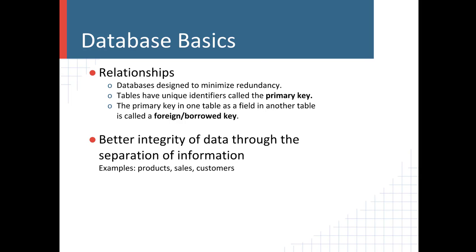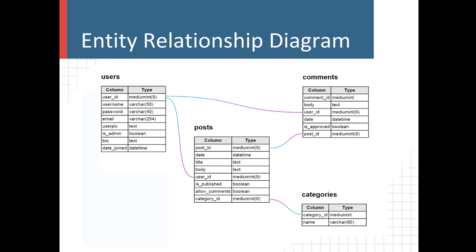And why we do this is for better integrity of data through this separation of information. If I have that borrowed key, let's say my user ID is 9, every post that says user ID 9 can go back to the users table and reference my data. I don't have to have that data stored with the post every single time that I make a post. It just goes back to that initial row of data that refers to me, user ID 9, and gets that information and puts it out to the page. And this is how it does it.